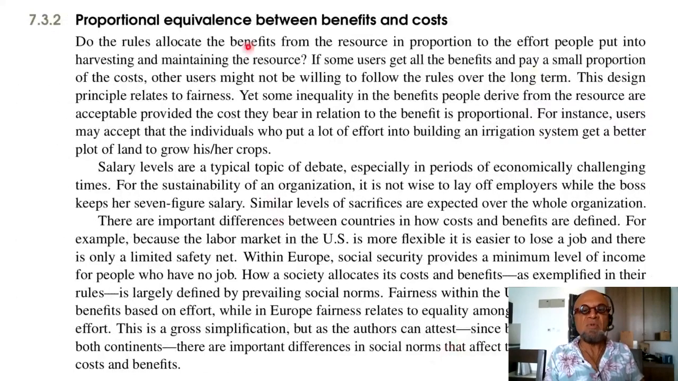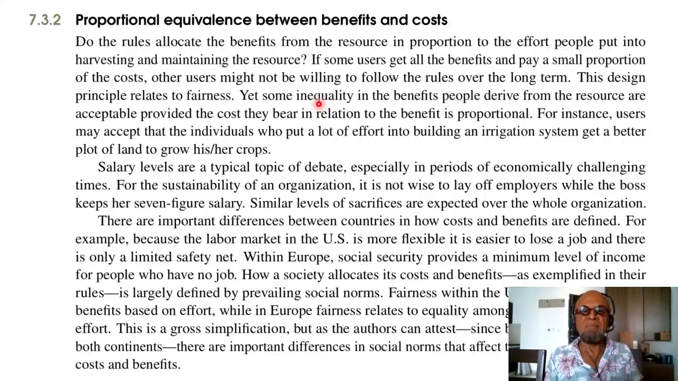The second one, proportional equivalence between benefits and costs. So I hope it's clear why we have to set boundaries for sustaining the commons. Do the rules allocate the benefits from the resource in proportion to the effort put into the harvesting and maintaining the resource? We're talking about sustaining the resource, so it must be about harvesting and maintaining. You have your rights and you have your obligations.